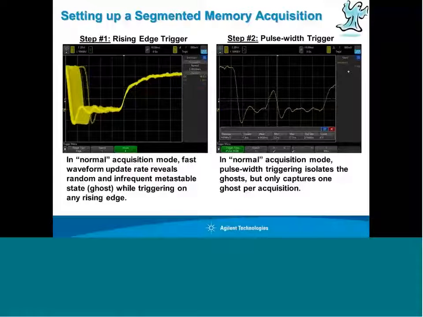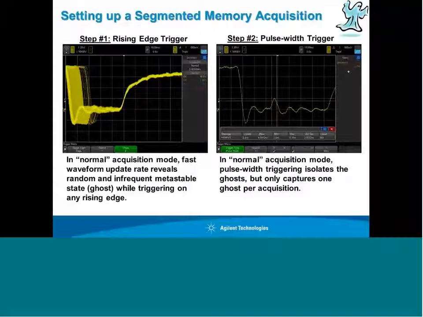This is another example of the metastable state. You take a look at the waveform on the left. You can see what appears to be a random and infrequent glitch occurring near center screen. So step 1, we're triggering on just any rising edge of the signal, and it's randomly capturing these narrow glitches at center screen.